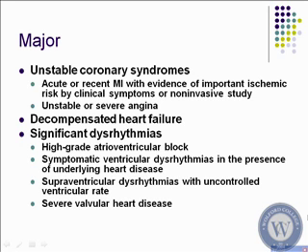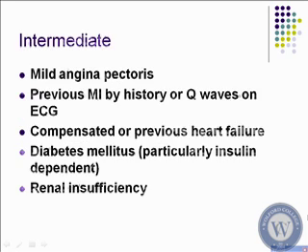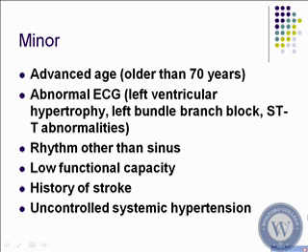Severe valvular disease also can cause significant problems. Intermediate risk, you're looking at mild angina, prior MI with Q waves on EKG. If you have compensated previous heart failure, diabetes, or renal insufficiency, all give you intermediate risk. Then the minor risk is advanced age. Most people that hit 70 and older are not going to die from MI most likely. That's a kind of strange statement, isn't it? Why? Most people with advanced coronary disease die between the ages of 50 and 70.